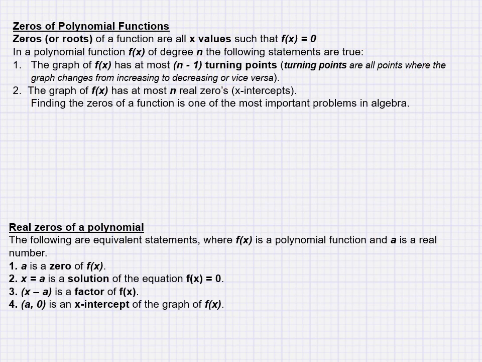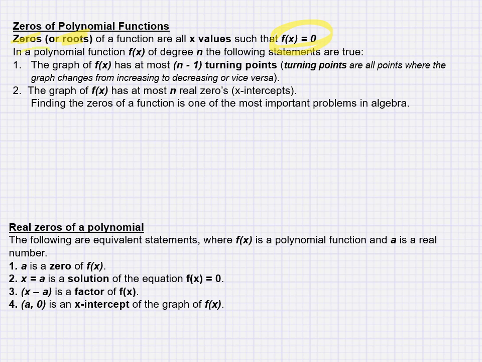I want to talk a little bit more about zeros of a polynomial function. And these basically relate to our x-intercepts. And we call them zeros because they're where the function will equal 0, essentially using this idea here, that the function will equal 0, which is how you find your x-intercepts. So we also call these zeros or roots of a function. So 2 statements, both are true.